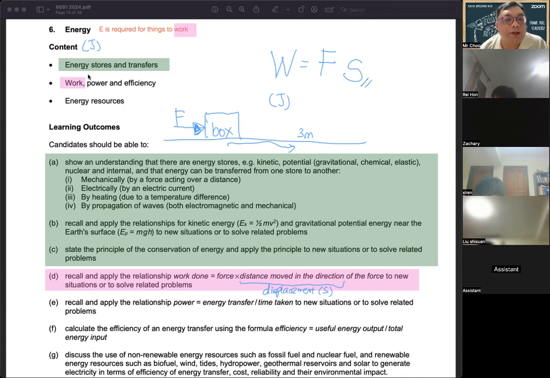Then I'll move on to the next one called power. Okay, I'm going to talk about power next. Power basically is, okay, how do I explain power? Let me change the whole thing again. Let me erase the work done.